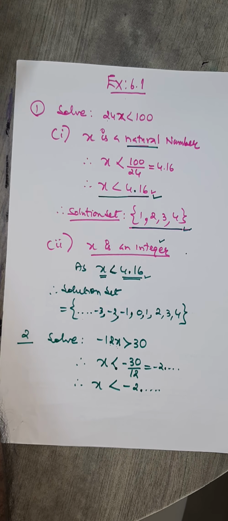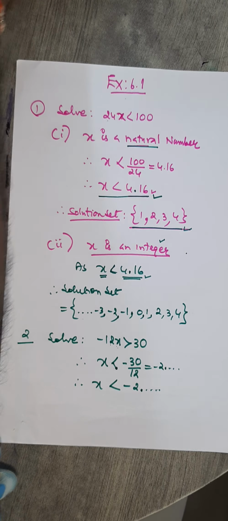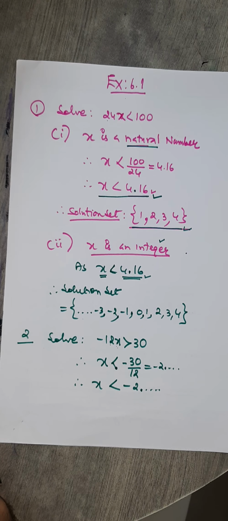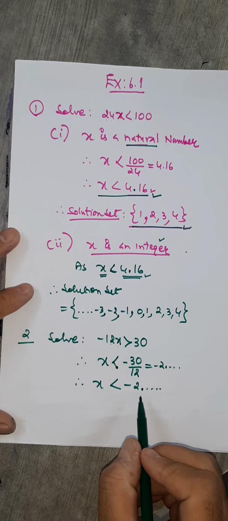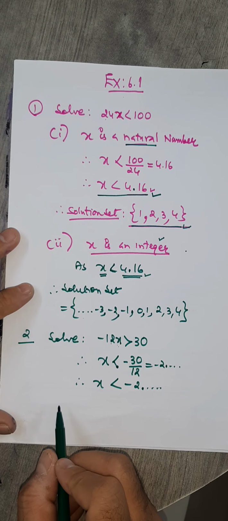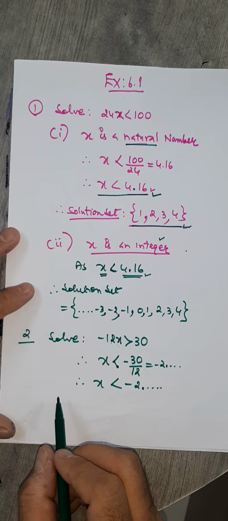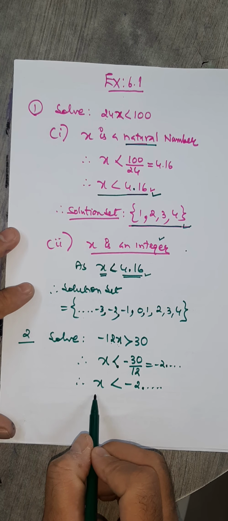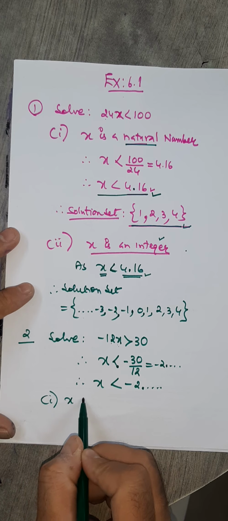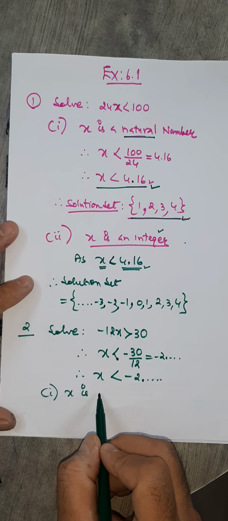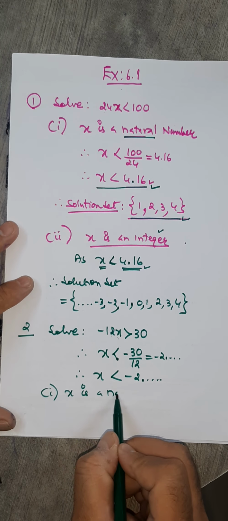Now, what's the meaning of this? You get all x for which x is less than minus 2. But again, there are two sub-questions. The first sub-question is: x is a natural number.